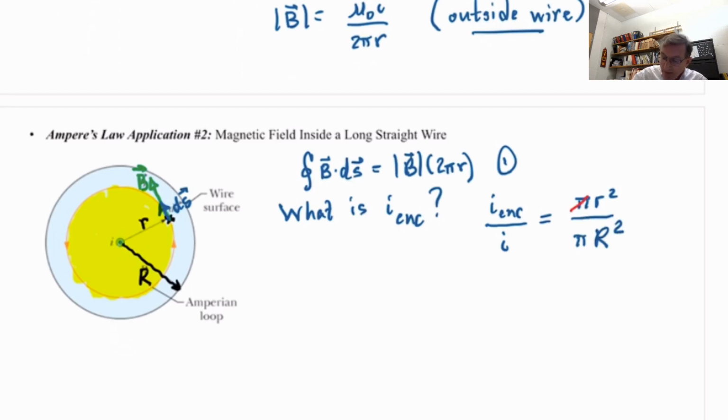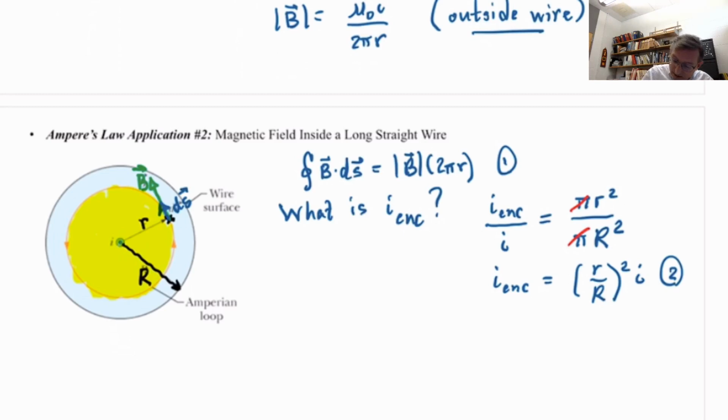Pi's, of course, cancel, and I just multiply both sides by the total I of the wire, and I get that expression, which I'm going to now label equation 2. The enclosed current is the total current times the ratio of little r squared over big R squared. And that works for any little r between 0 and big R. Notice when little r equals 0, I enclosed equals 0. When little r equals big R, I enclosed equals I total.